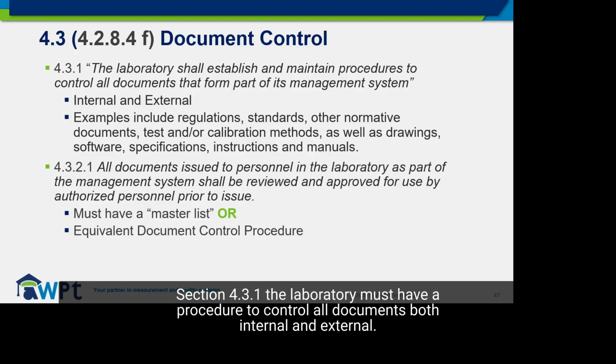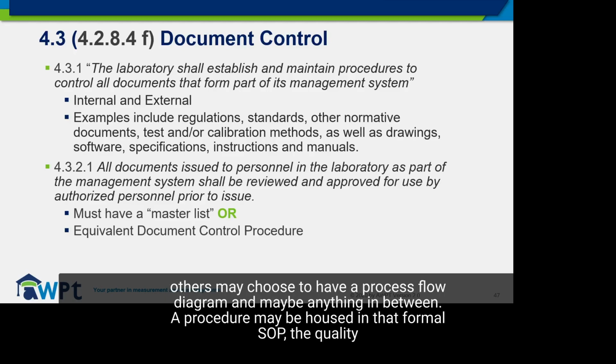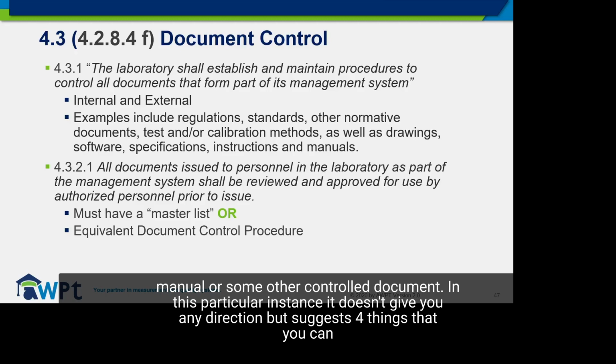In section 4.3.1, the laboratory must have a procedure to control all documents, both internal and external. The standard does not specify the format of the procedure. Some may choose to have the traditional formalized and detailed procedures, or SOPs, and others may choose to have a process flow diagram, and maybe anything in between. A procedure may be housed in that formal SOP, the quality manual, or some other controlled document.